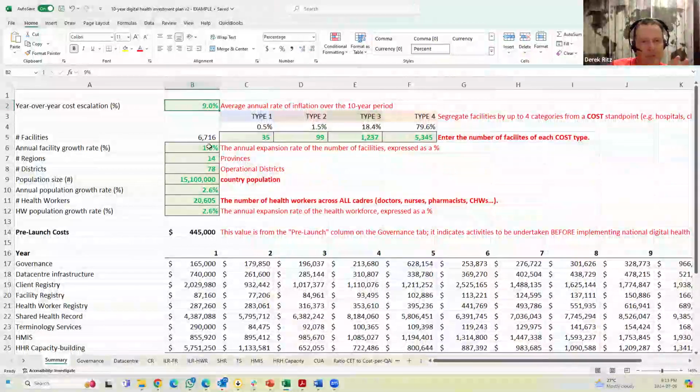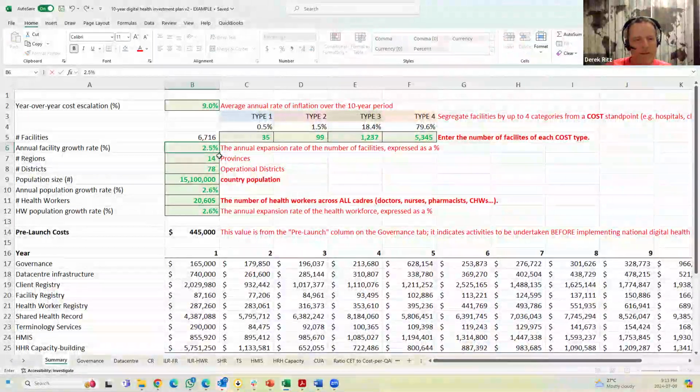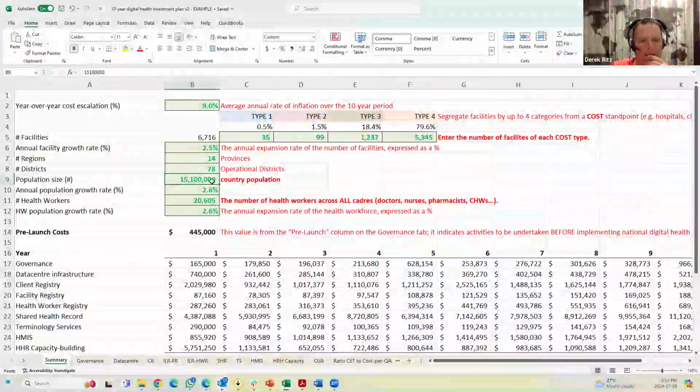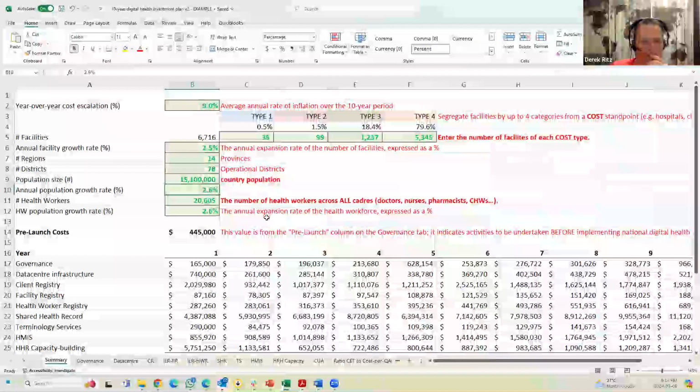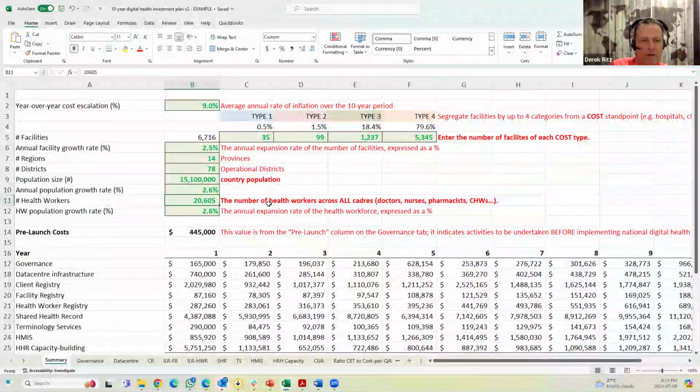I expect this to grow about the same rate as my population growth rate. So I should actually probably say this is maybe 2.5%. I have a little more than 15 million people in the country. My annual population growth rate is 2.6. I have 20,500 health workers.